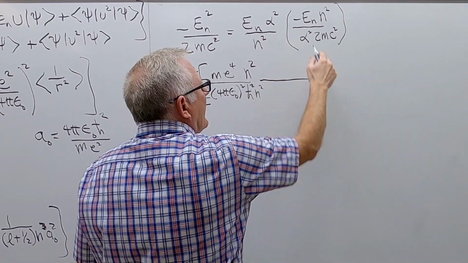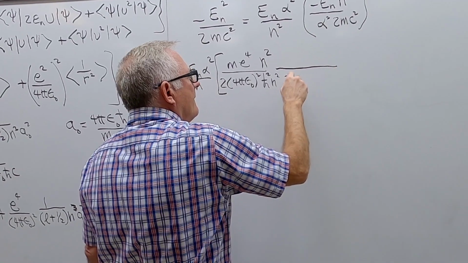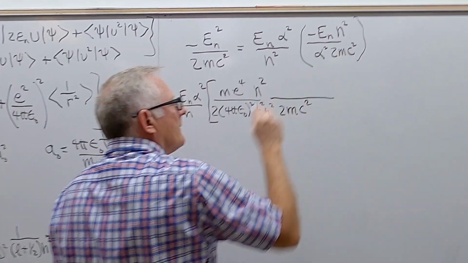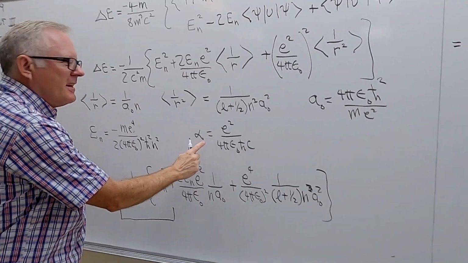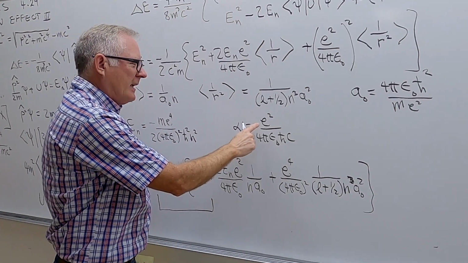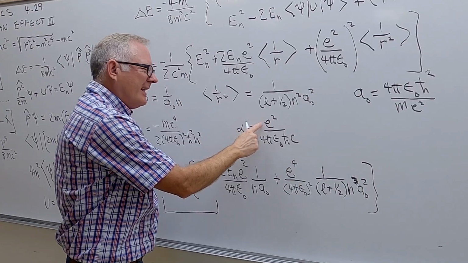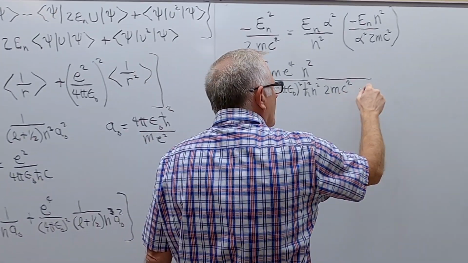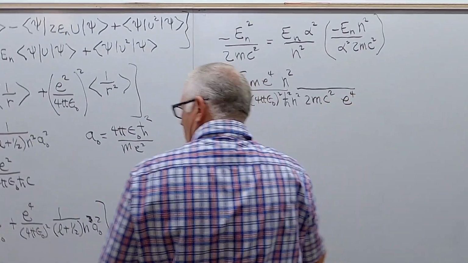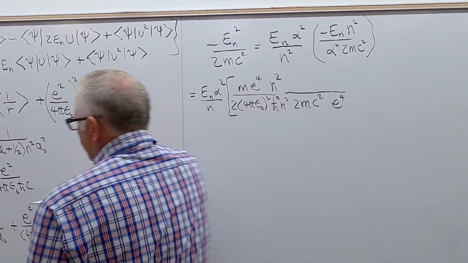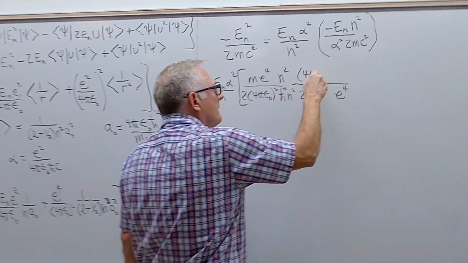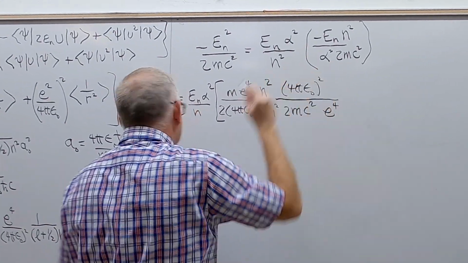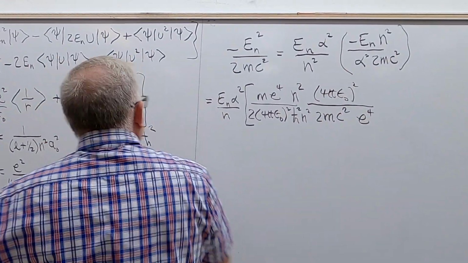Down below we have 2mc squared. And then we have an alpha squared in the denominator. So that means we have this squared in the denominator. So you got an e to the fourth. Bring it up. We got this squared, 4 pi epsilon naught squared, h bar squared c squared.